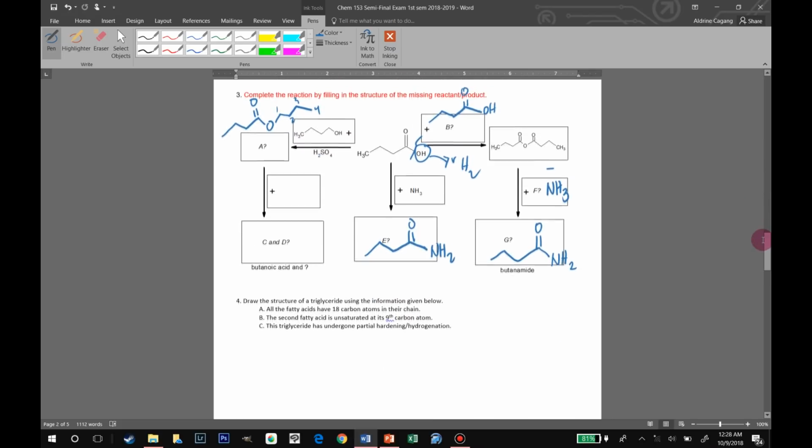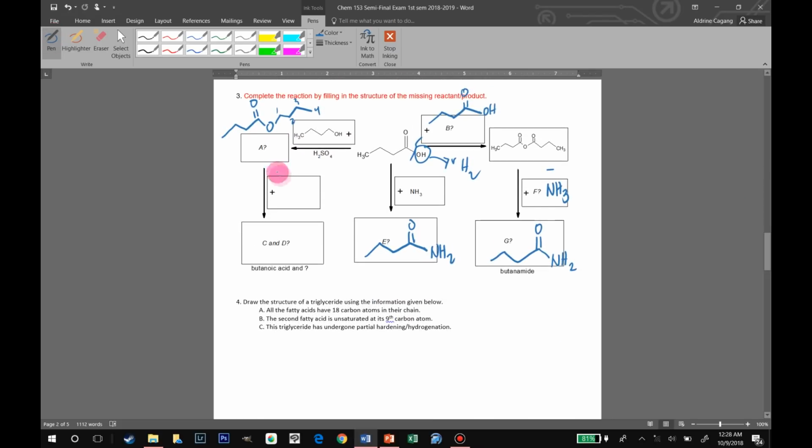Now, from this ester, you're being asked what would be reacted to this ester product to give you product C and D, one of which is butanoic acid. So in order for you to recover your original butanoic acid, because again your parent here is butanoic acid, how do you recover your original parent molecule?